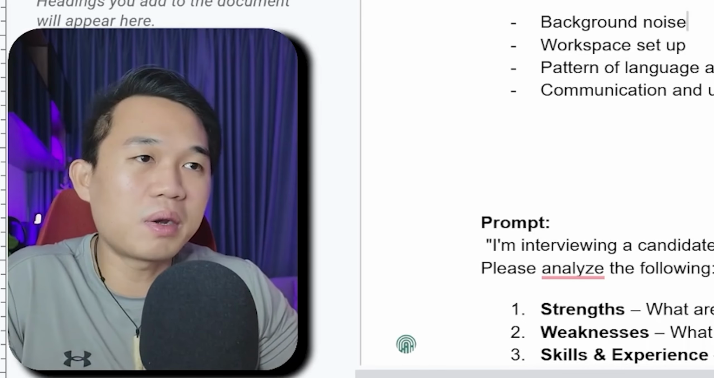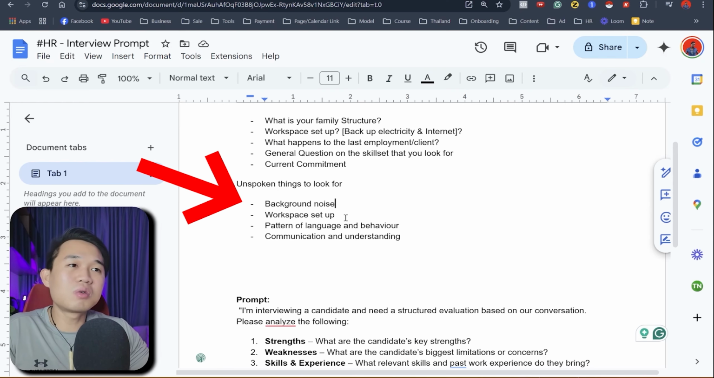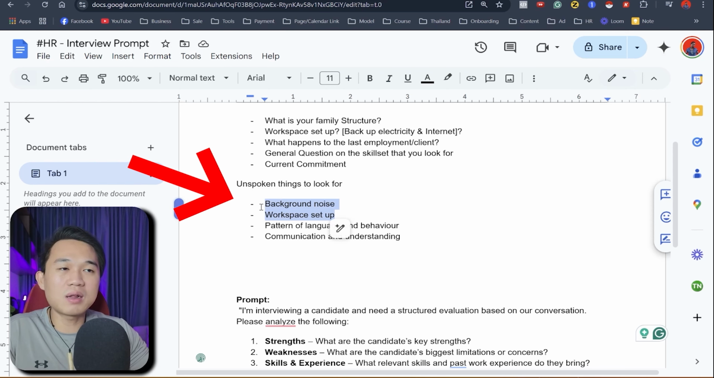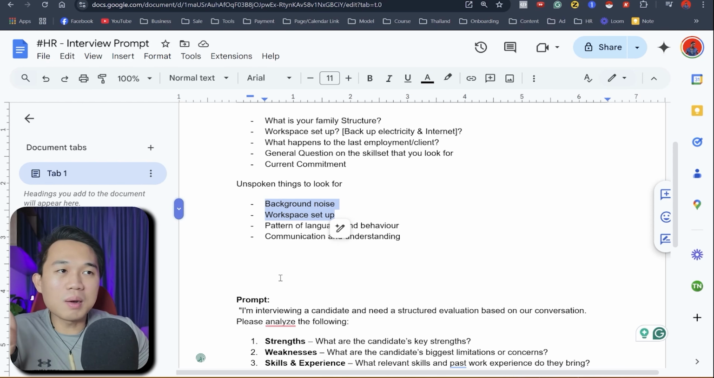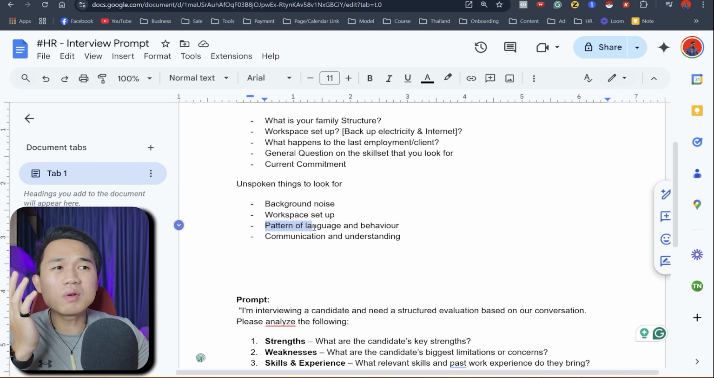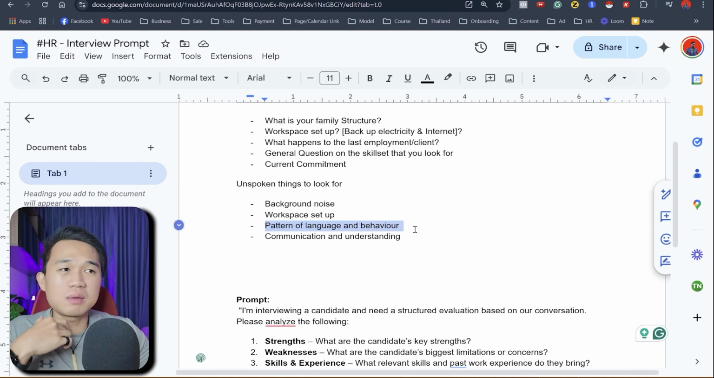At least for our company, right? You want to be looking for background noise and work setup and all that stuff, right? Unspoken word, right? Because actions and appearance speak way louder than words. Okay. And you want to be looking for patterns of language and behavior, right?